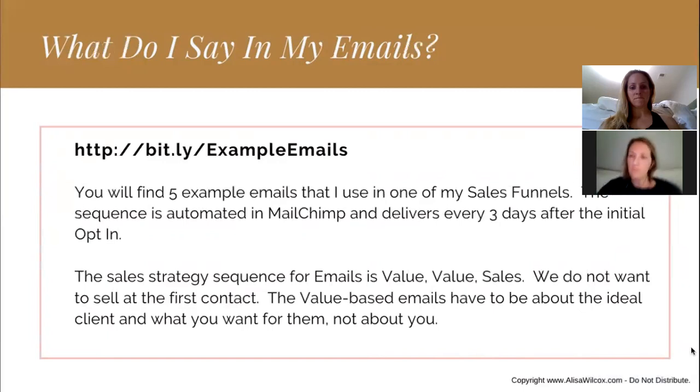And the sales strategy sequence for emails is value, then sales. So once they opt in, the first 2 emails should be value-based. You shouldn't sell anything in the first contact. And the value-based emails have to be about the ideal client, what you want for them, not about you. So you don't want to pop in with your emails just talking about what you had for lunch, what you're looking at, things that you want to buy for yourself. You want to talk to your ideal client and your specific skill set and the help that you can offer to them.